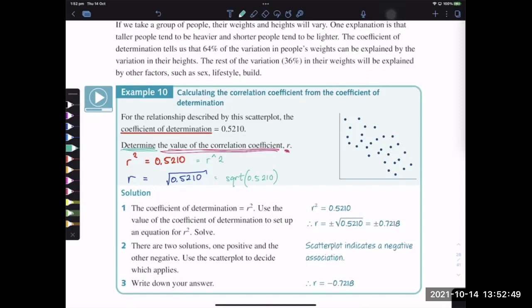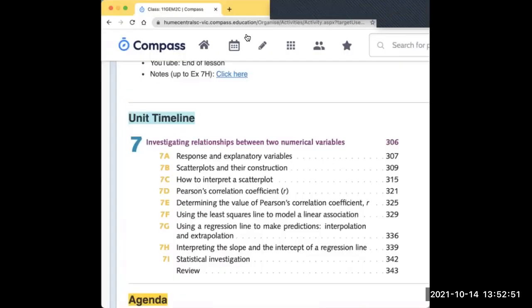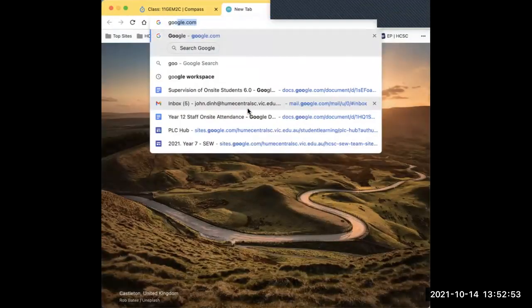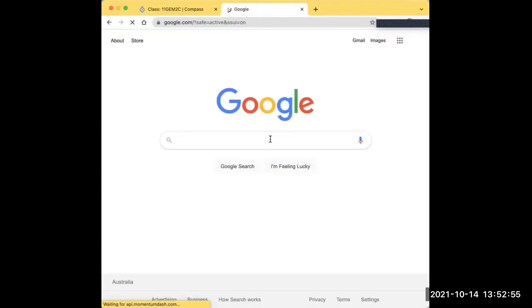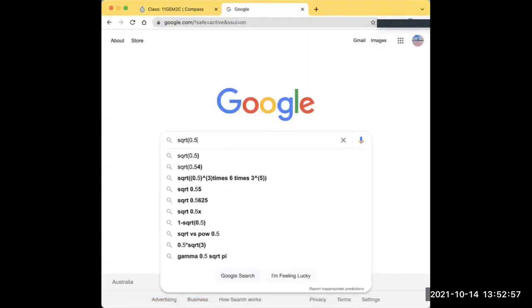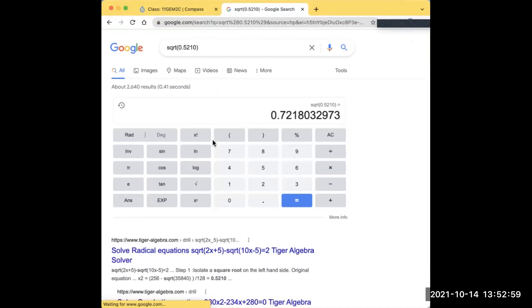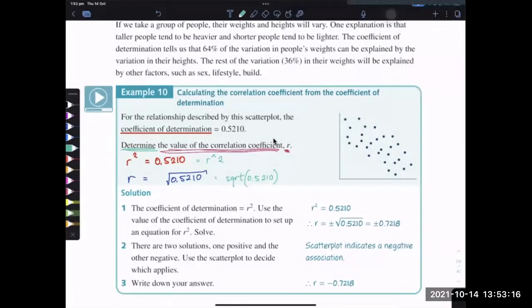So check it out. Open up a page for Google. SQRT 0.5210, and that is the square root. So picking up these little skills here, just learning for the fun of it. The more you know.